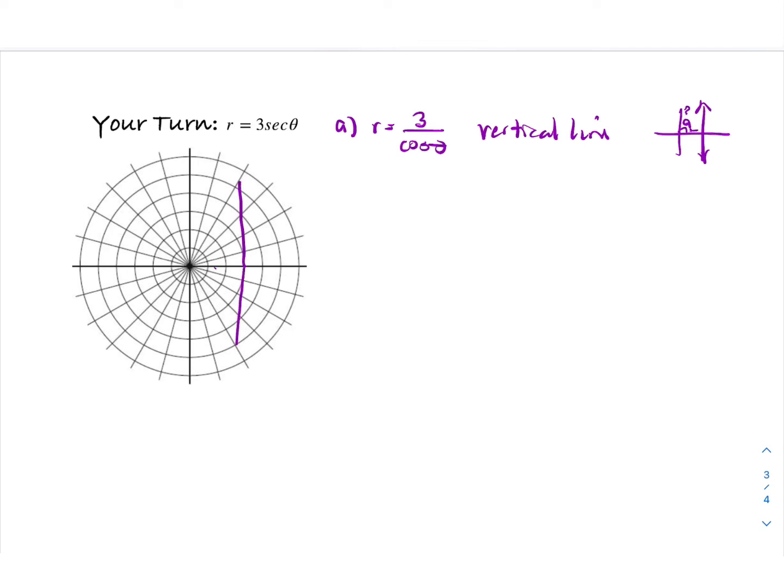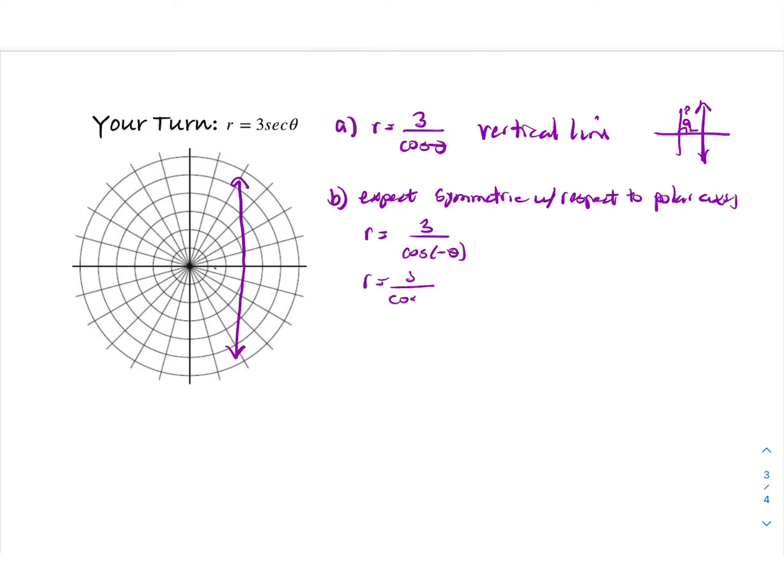There's my graph. Okay, now to fill in a few of the blanks, I can look at this graph and see that it's going to be symmetric with respect to the polar axis, so that's the one I need to test for. Remember, to test symmetry with respect to the polar axis, I can replace r with r and theta with negative theta. And I end up that r is equal to 3 over cosine of theta, or r is equal to 3 secant theta. So yes, it's symmetric with respect to the polar axis.